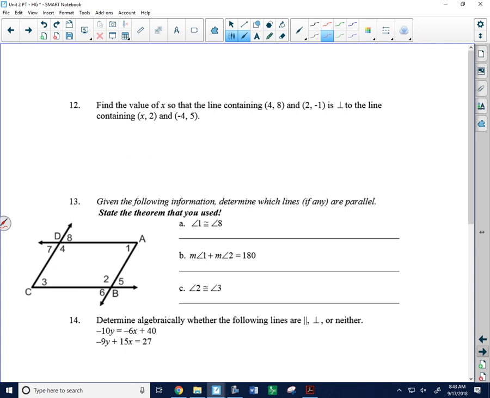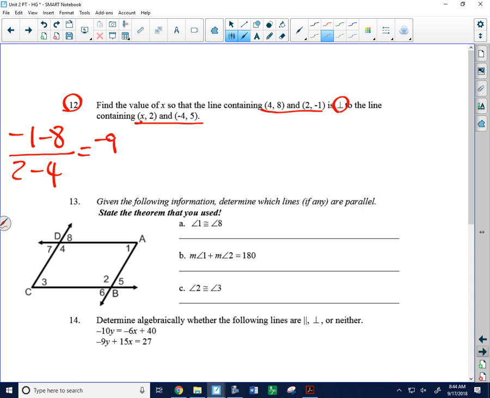So let's do 12. This is one where, again, you've got to know the slope formula. This is the type where you have 2 lines, and you have 2 points that are on those lines. The lines are going to be perpendicular, and you should find the value of a missing variable. It's the x coordinate here. So you get the slope of each line. The first one is y2 minus y1 over x2 minus x1: negative 1 minus 8 over 2 minus 4.